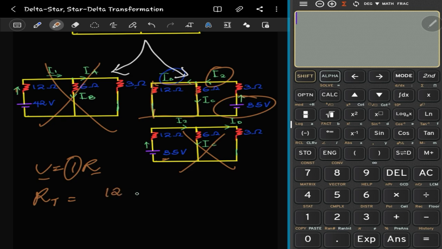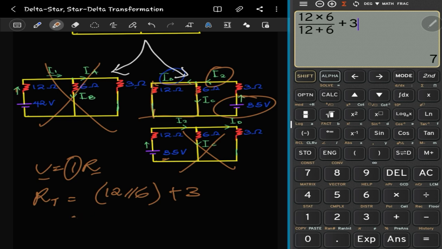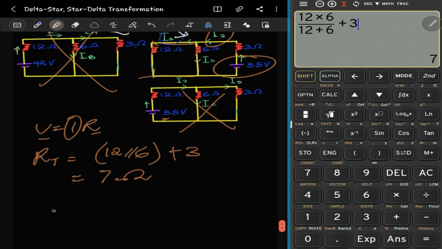12 parallel to 6. 12 parallel to 6, right? Put it in bracket. And what we have again, when we do this to be in parallel, is to be in series with a 3, right? So plus 3. And this is how we punch it. Put that to a sum because there are 2. Plus 3. And that gives us what? 7 ohms, right?